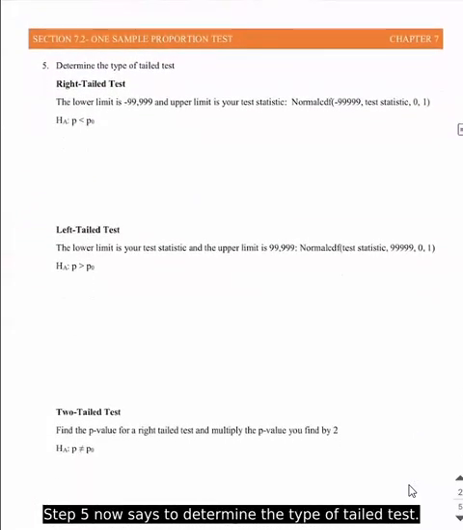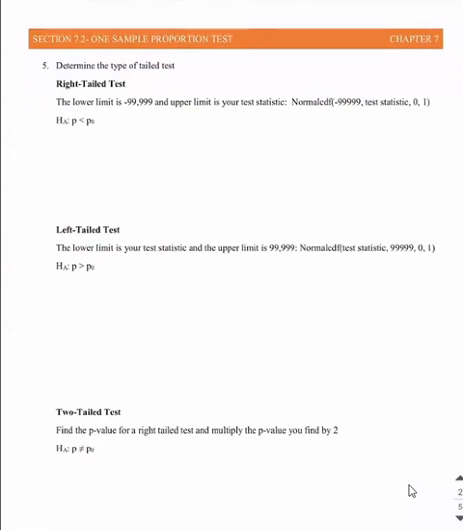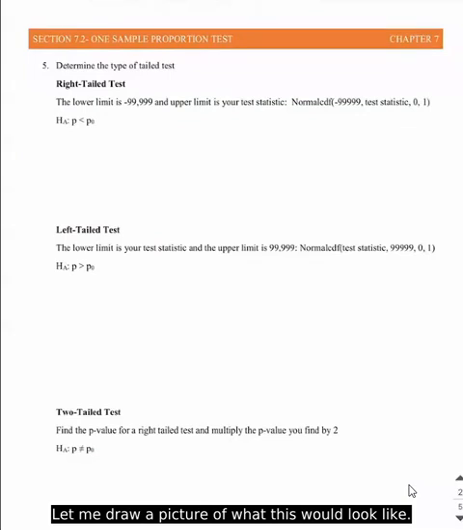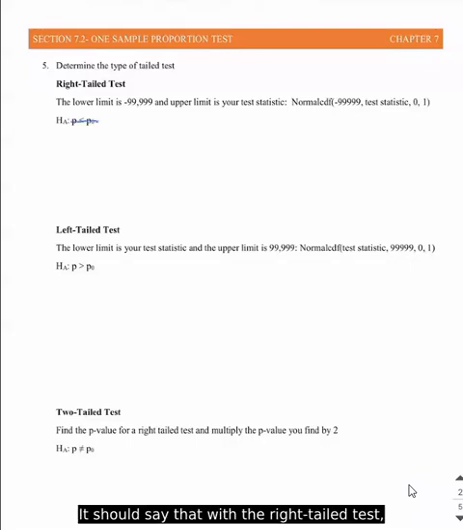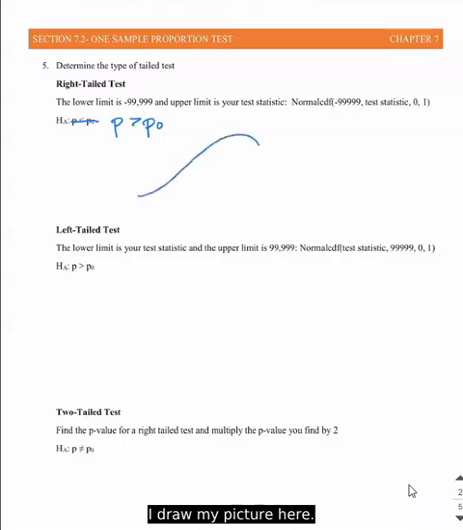So step 5 now says to determine the type of tail test, right? So if it's a right tail test, let me draw a picture of what this would look like. I'm looking at this and I think I have my signs flip-flopped, so let me cross this out. It should say, if it's a right tail test, the proportion is greater than this here. So if it's a right tail test, I draw my picture here.